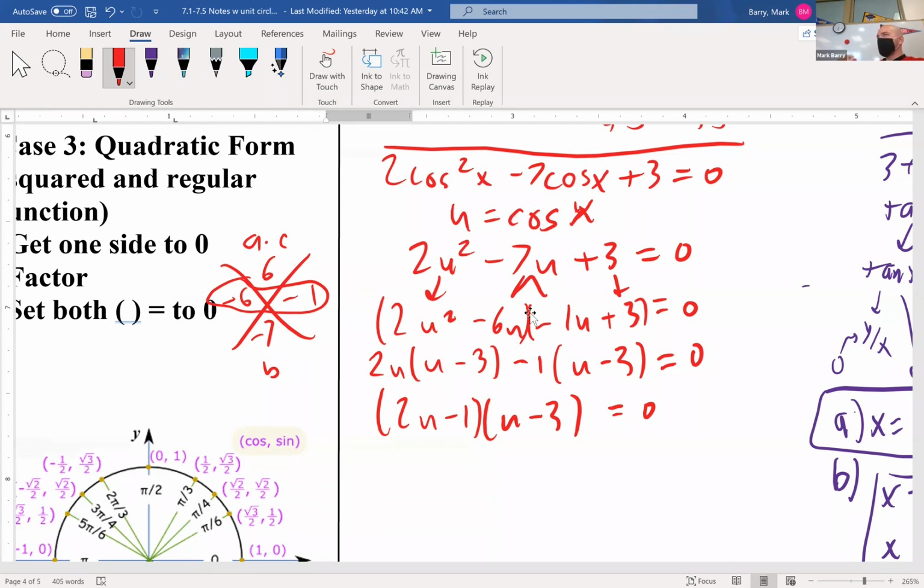So I'm actually all done factoring here, but I'm far from being done with the problem. Because remember, this problem had nothing to do with u, right? This problem was all about cosine x. I just made up u to make it easier to factor. So once I'm done factoring, I'm done with u. I'm going to plug the cosine x back in for u, okay?